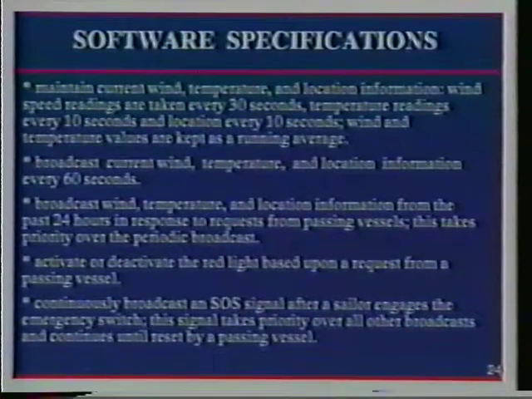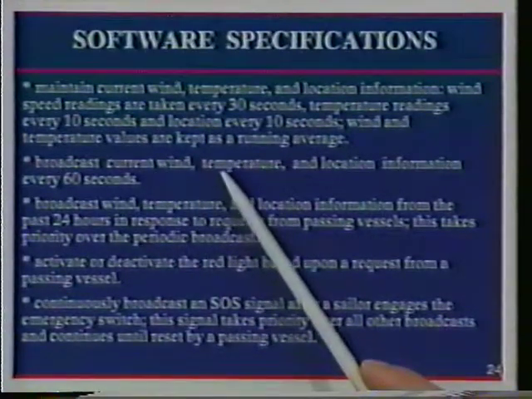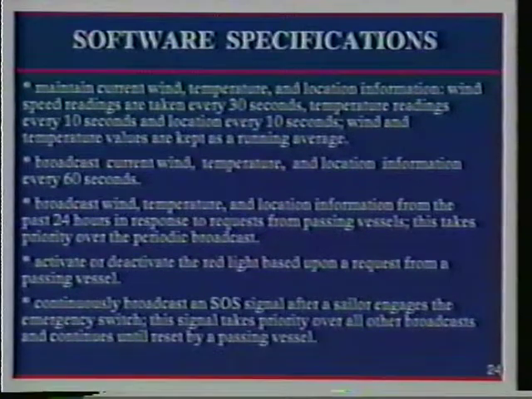Now the wind speed, the air temperature and the water temperature are kept at a running average. So you constantly compute this average, and a process may be computing it. At every 60 seconds, you broadcast the current wind speed, the temperature of the water, the temperature of the air, and the location information. Again, you broadcast wind speed, temperature of both the air and water, and the location information from the past 24 hours if someone requests that particular information.